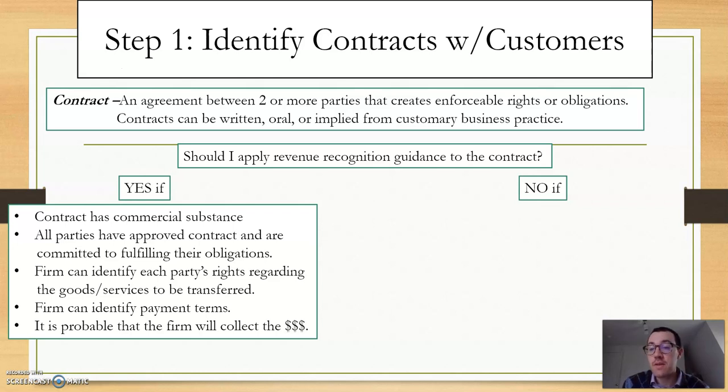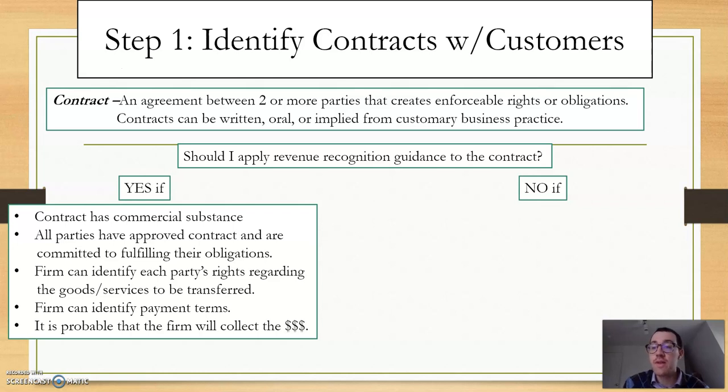Anyhow, if it has commercial substance and all parties have approved the contract and are committed to fulfilling its obligations, really this is why a syllabus is not a contract. It is like a contract, right? Because the students never said they approved of it, so it's not a contract. Just an example, just to think about.